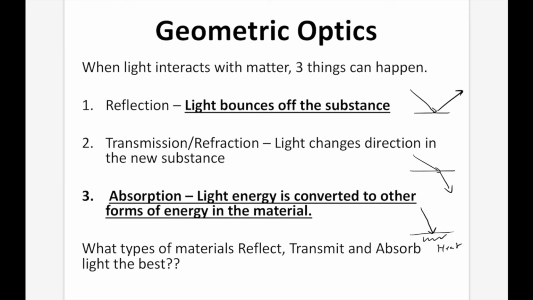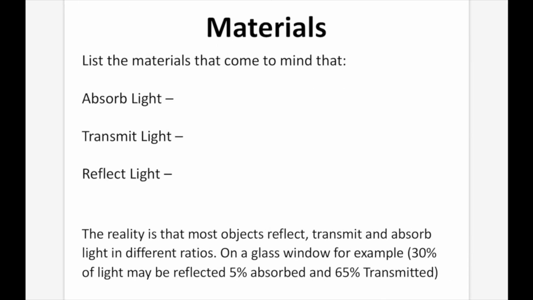So what types of materials reflect, transmit, and absorb light the best? So what I'd like you to do is pause the video, and on the following slide, you're going to see sections for you to write down objects that reflect, transmit, and absorb light. So here they are here. Pick one for absorbing light, pick one for transmitting light, and an object that reflects light. So pause the video and do that now.